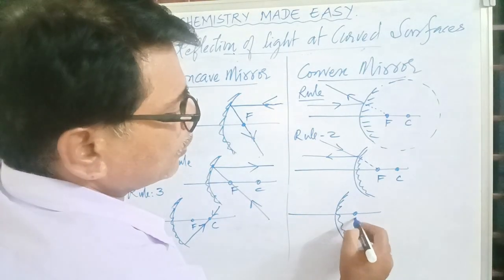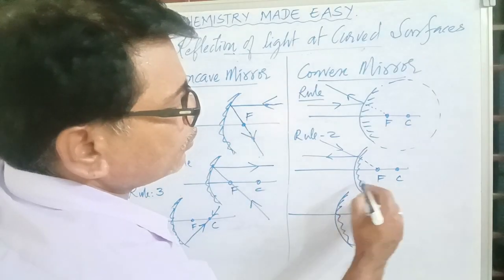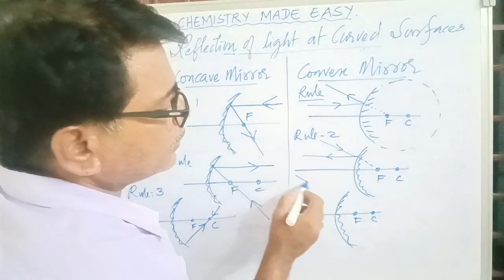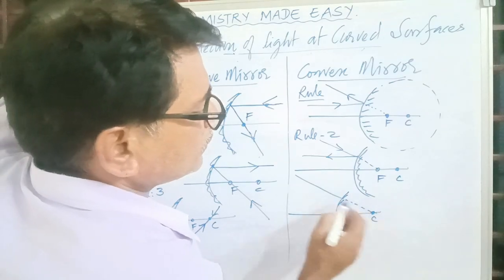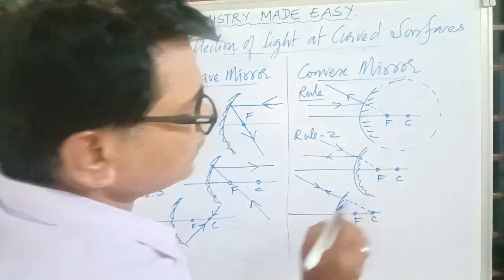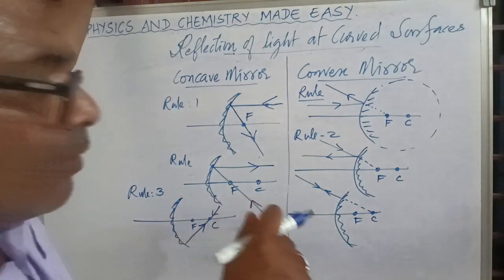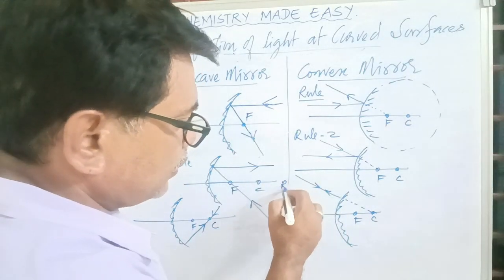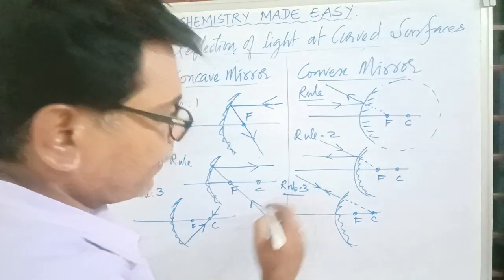Therefore, this is the focal point and this is the curvature. As I told you, it's a sphere on this side, so you will find all this inside. A light is passing towards C. So what happens when it touches the mirror? It bounces along the same direction. This is your rule 3.